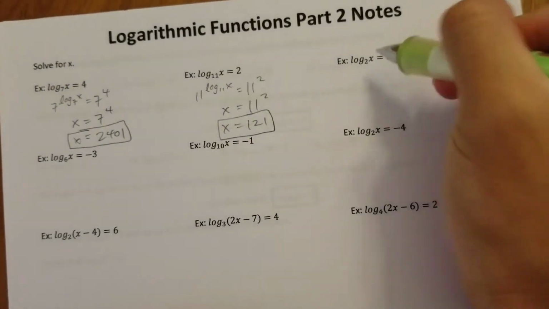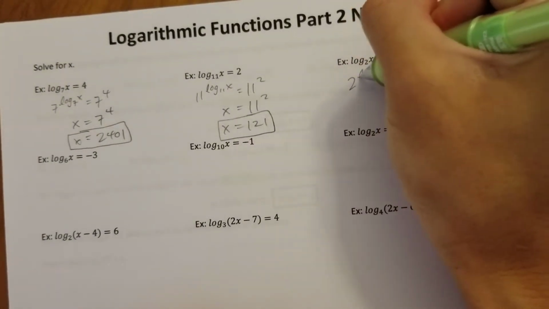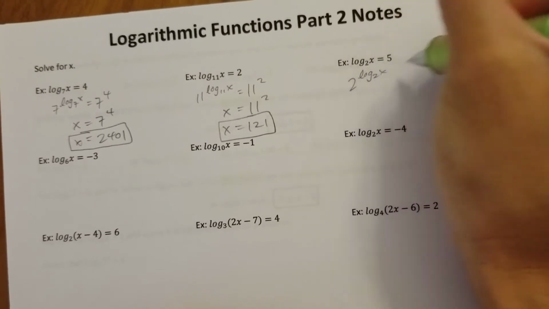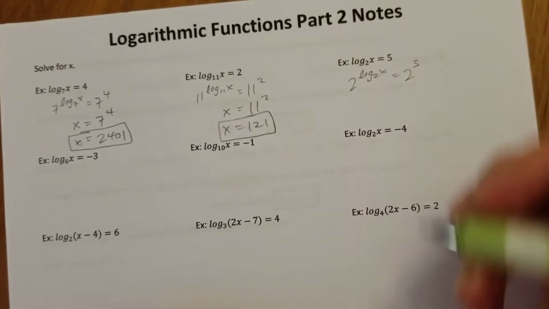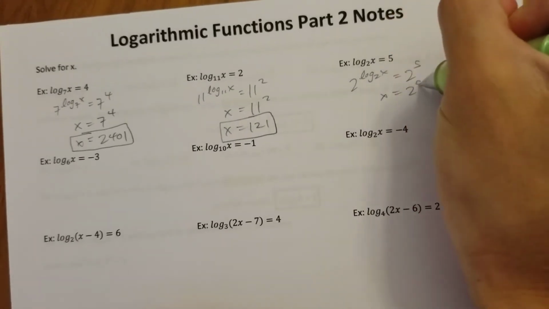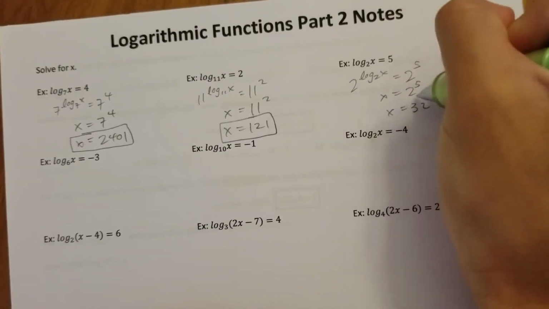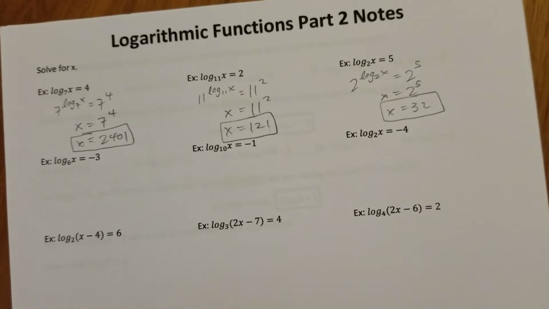Okay. This one, we have a base of 2. This means we're going to rewrite both sides with a base of 2. This part would disappear. X equals 2 raised to the 5th. So x equals 32.